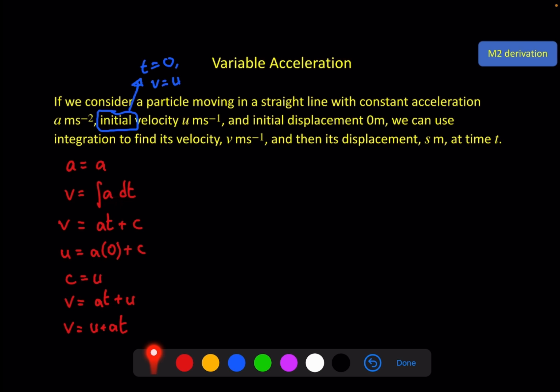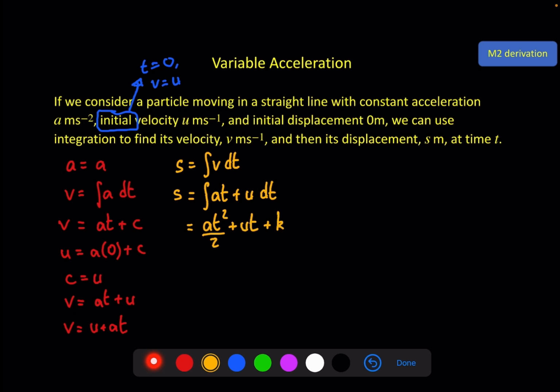To get our next constant acceleration formula, we simply take this one and integrate it again, because we know integrating the velocity function will give us displacement. And this is a function of time, but we know what the function is. It's a linear function if the acceleration was constant. It's at plus u. Integrating this gives us at squared over 2 plus ut plus another constant, I'll call this one k.